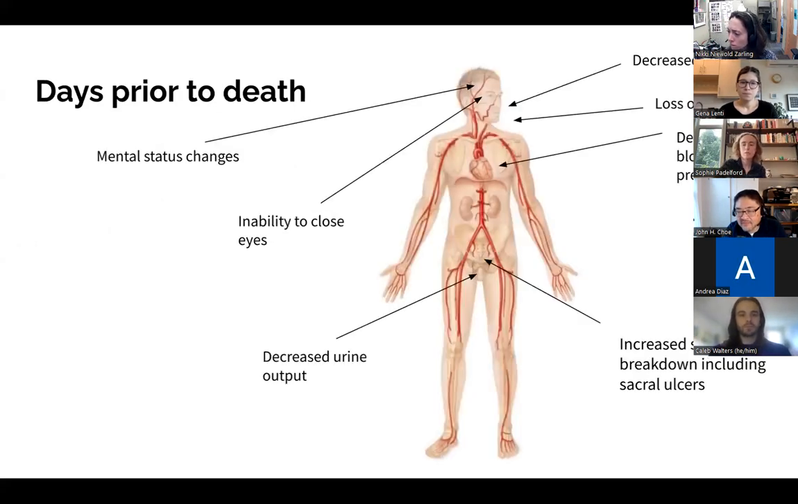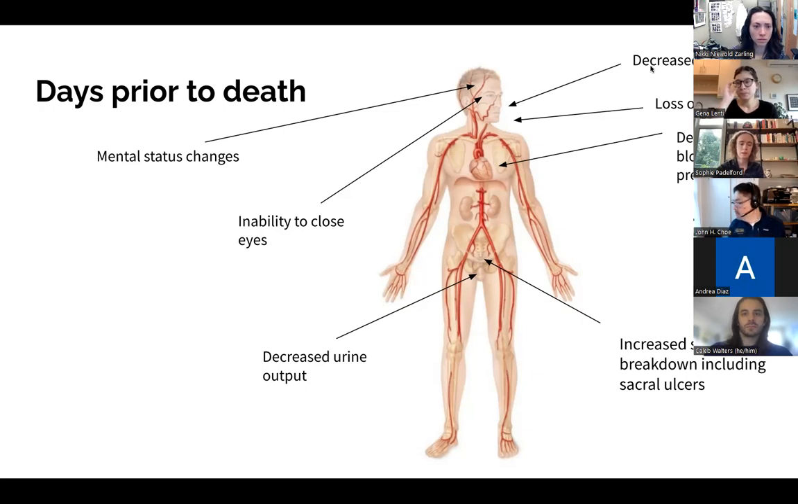All right, and then briefly just to review some physiological changes in the days prior to death. Patients generally have mental status changes. This can be either decreased level of consciousness, which is more common, or heightened agitation, kind of hyperactive delirium. We see an inability to close the eyes in the days prior to death, and this can be really distressing to patients or more often families. This is really due to the loss of retro-orbital fat pads behind the eyes as the patient starts getting thinner and losing subcutaneous fat. We see decreased urine output.